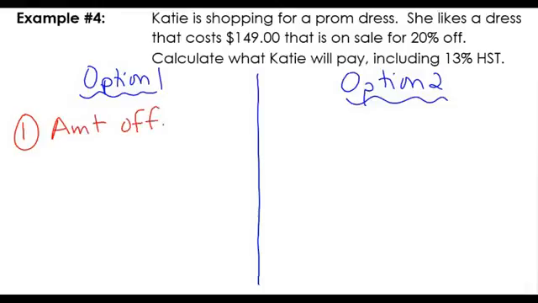Okay, so the amount off, well, I know that she's getting 20% or 20 out of 100 off, but she's not paying $100 for the dress, she's paying $149. Right? So I want to know, well, how much is she paying for the dress with that 20% off? And so I want to know what the 20% off is, so then I can subtract that from the total amount. So when I solve for x, I'm going to cross multiply those values and solve for x.